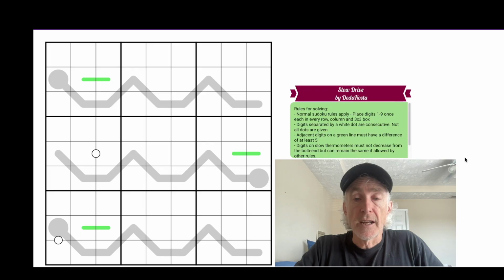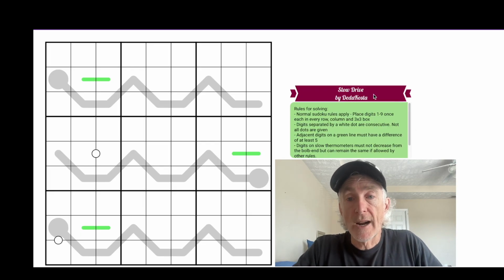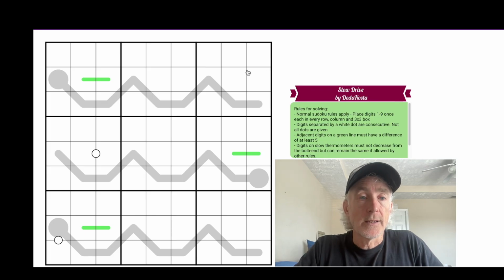So what are we looking at today? We're looking at a puzzle. The name of the puzzle is Slow Drive by DedaKosta, and this has a couple different variants going on here. So let's go over the rules.